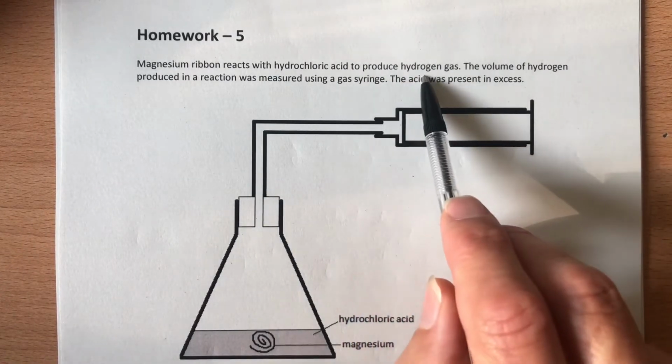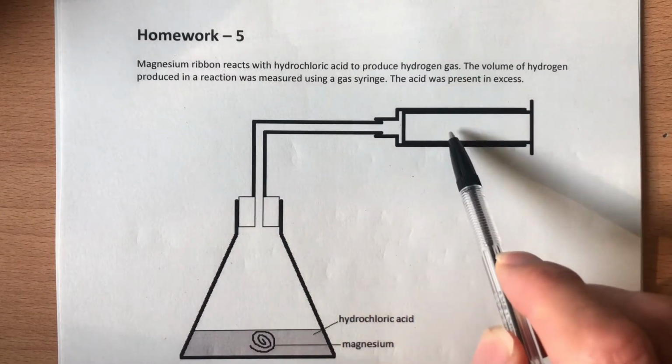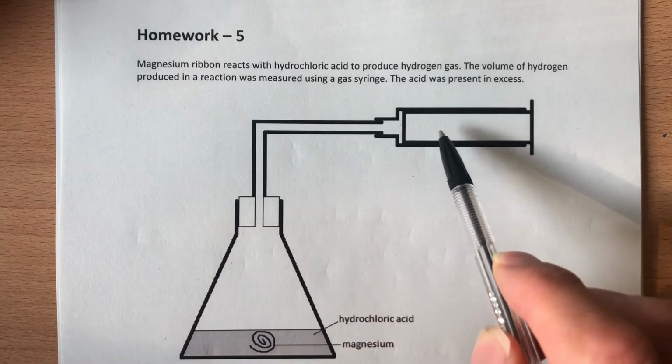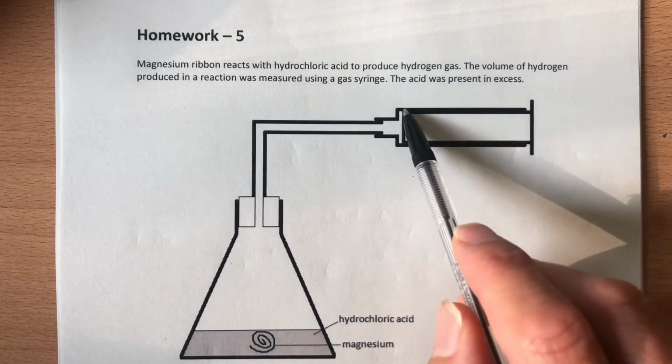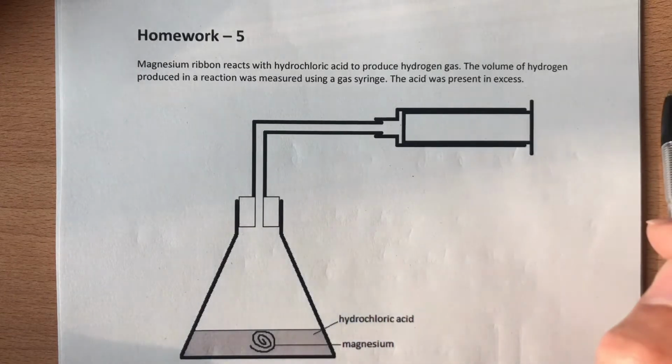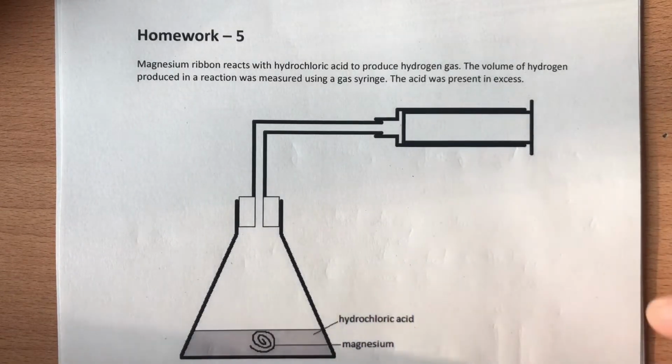It produces hydrogen gas. So we've got a gas syringe here to collect that hydrogen, and we can measure how quickly the gas comes into this syringe because it'll have readings on the side. We can record that every 30 seconds. The hydrogen is a product, and that's how we can monitor the rate of most reactions, by seeing how quickly a product is produced or how quickly a reactant is used up.